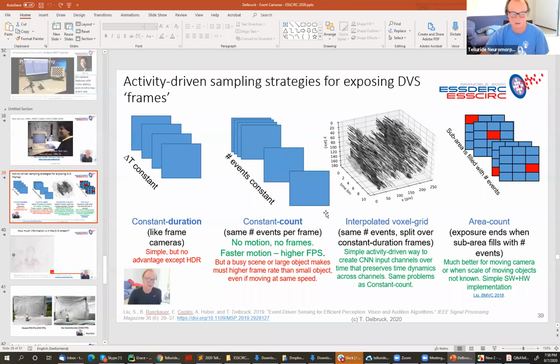The frames are mostly sparse. But the problem with this approach is what? What do you think the problem is? Well, it's said right now, a busy scene or large objects makes a much higher frame rate than a small object, even if moving at the same speed. So like if I hold my hand really close to the camera and move it, I'll get 1,000 events much quicker than I would if I took my hand back here and moved it. You know, that's really not a good idea, right?